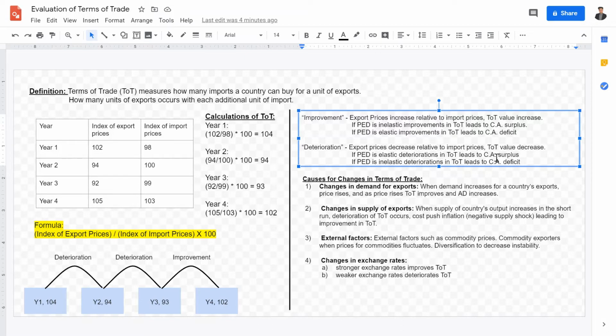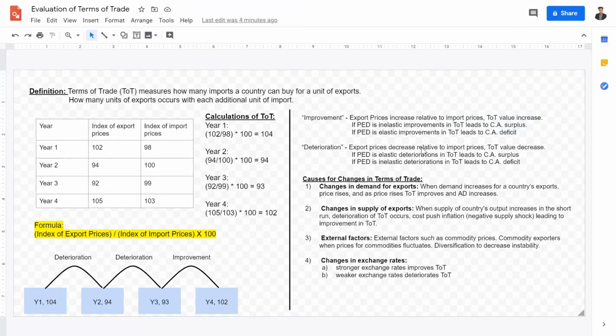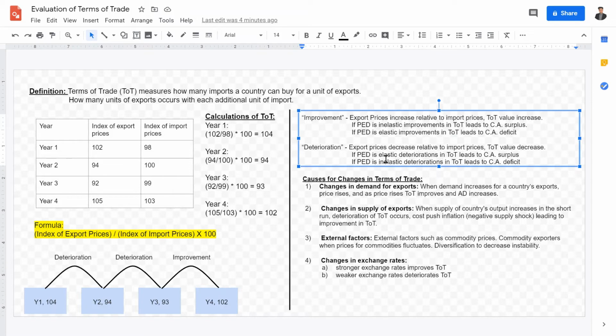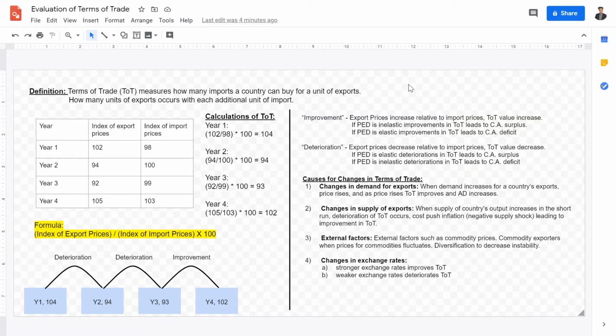Once again, a deterioration sounds very bad, but it might not always be bad. With a deterioration in the terms of trade, if price elasticity is elastic, then it will lead to a current account surplus. If price elasticity is inelastic, then it will lead to a deficit. So this is important to take note of: the terms of trade may not directly correlate into a surplus or a deficit for the current account.